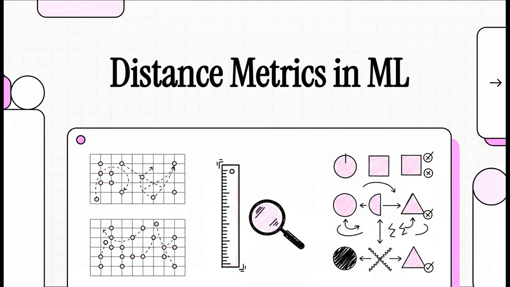All right, let's jump right into one of the most, and I mean most, fundamental ideas in all of machine learning: distance metrics. So, what are they? Well, you can think of them as the rulers, the measuring tapes for our algorithms. They're the tools that let a machine figure out what's similar, what's different, and really make sense of all the data we throw at it.